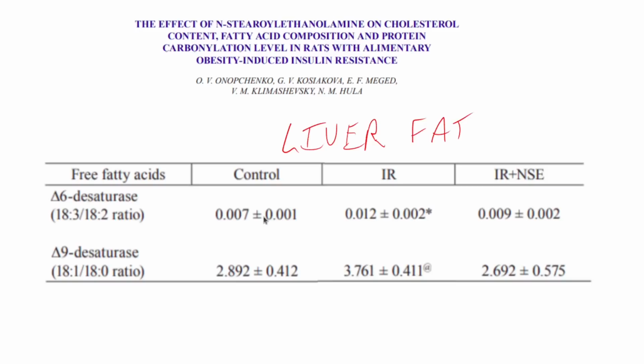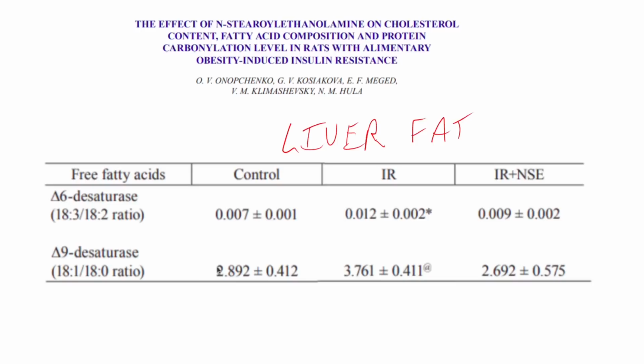These are control rats, and when they were given this diet that gave them insulin resistance, you can see the delta-6 desaturase index nearly doubles from 0.007, we could just call it 7, and it goes to 12. But then this was after they were insulin resistant, they just gave them an NSE, which is the same thing as SEA. So they just gave them SEA for a couple of weeks, and it went back down from 12 to 9. So that's a pretty good result.